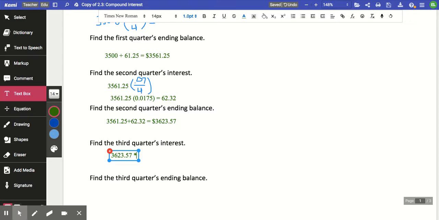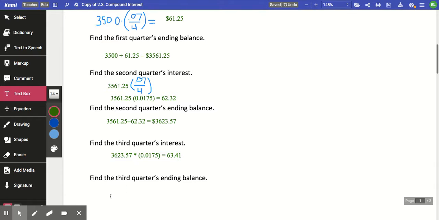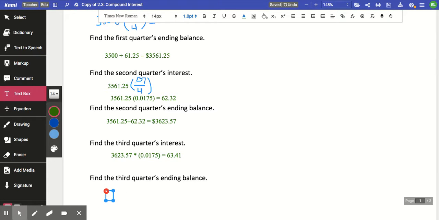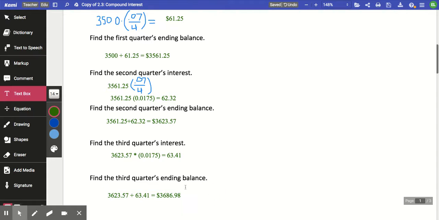So times 1.75% gives us an interest of $63.41. So notice again, the interest did go up slightly. Then the final balance at the end of the third quarter comes out to $3,686.98.